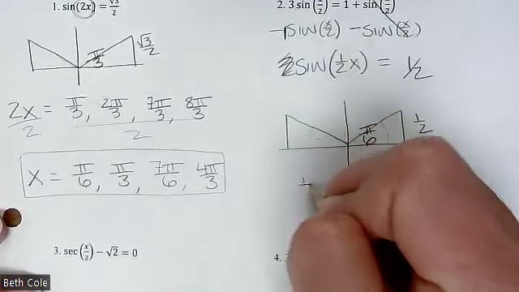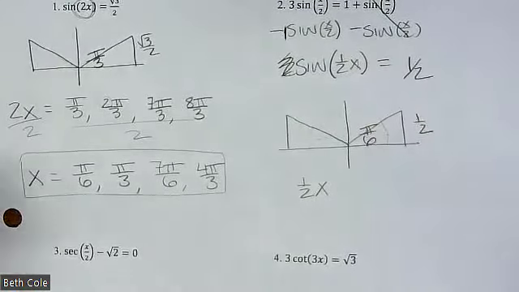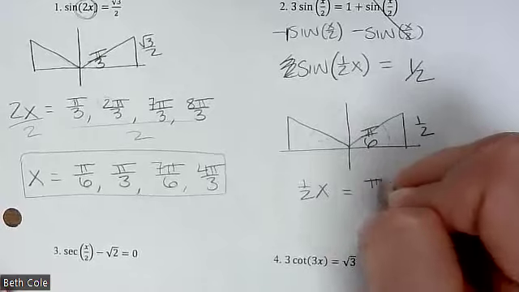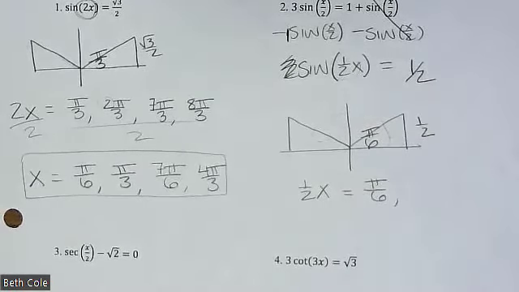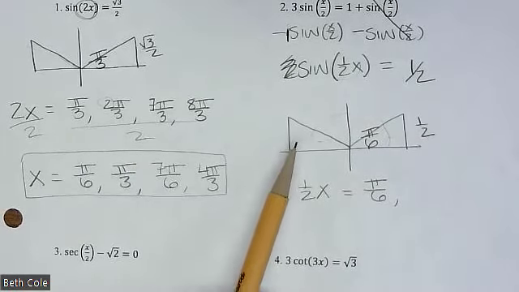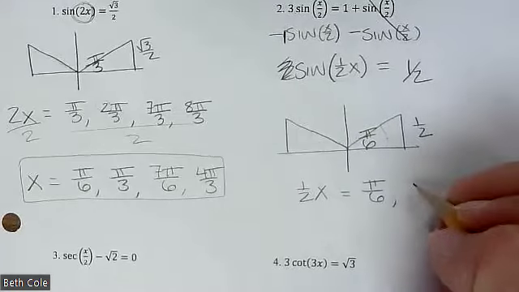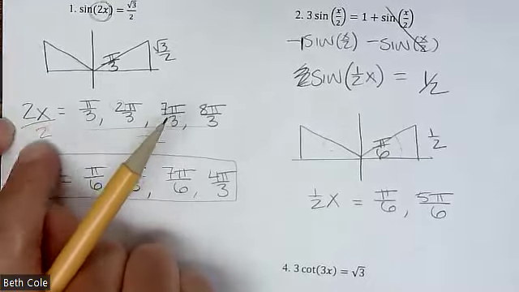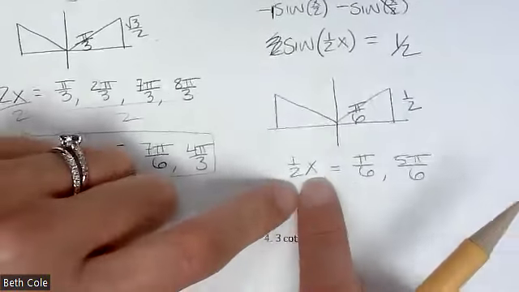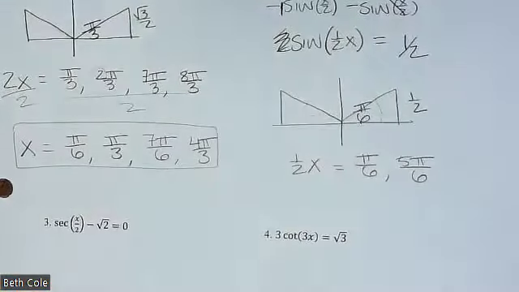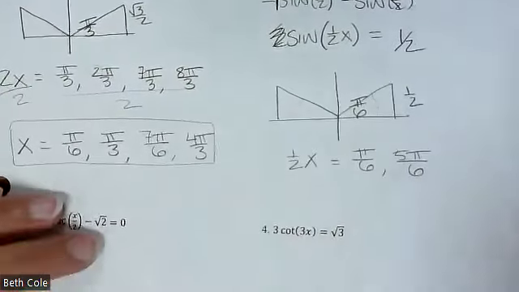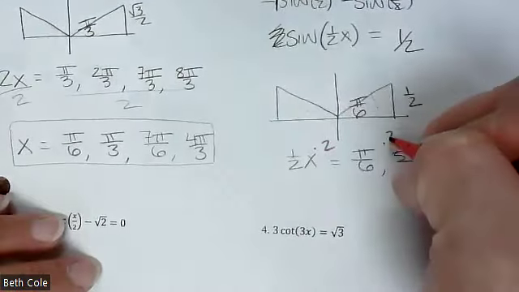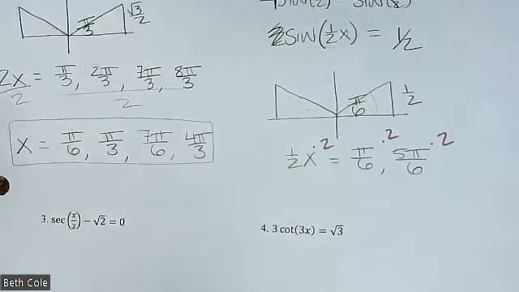So it's not x equals, it's 1/2 x equals pi over 6. And then what's the one in the second quadrant? 5 pi over 6. Now, when it was a 2x, we divided by 2. But this is a 1/2 x. So how do you cancel out a 1/2? Times 2. So I'm going to times 2 to all of these.